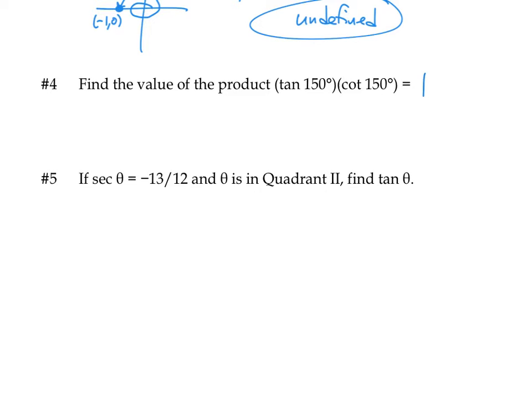All right, so now we have secant, -13 over 12, and theta is in quadrant 2. So let's talk about quadrant 2 here. In quadrant 2, we have a reference triangle. Secant is the reciprocal of cosine. Since cosine is x over r, this is r over x. So my radius is 13. The x value is 12.